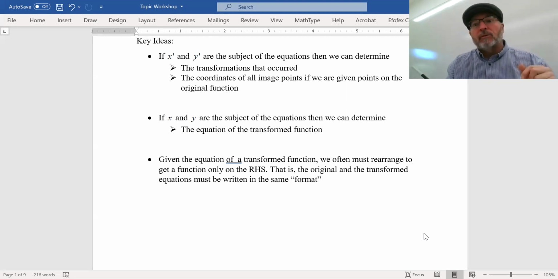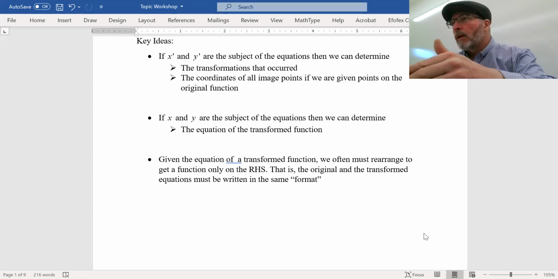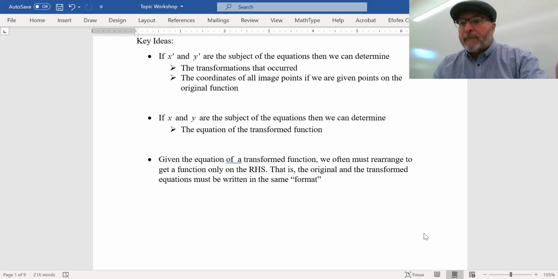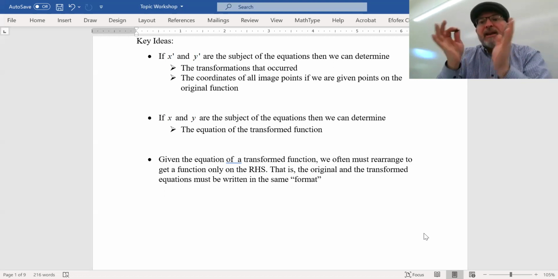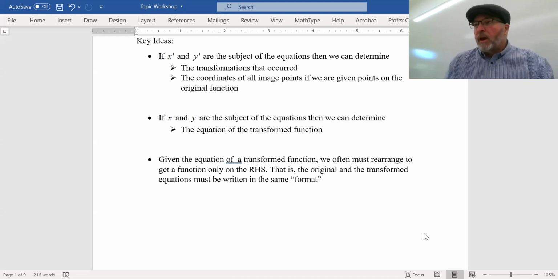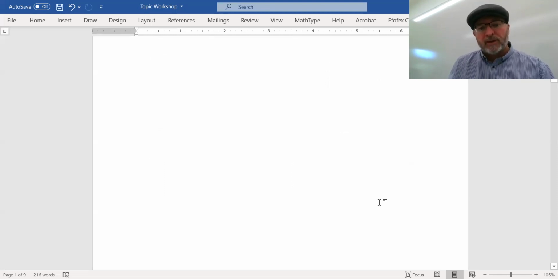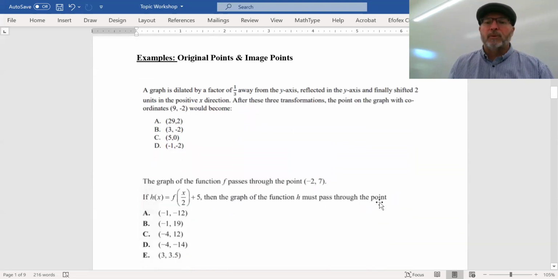We've often done this sort of thing when we worked with linear functions. We try and make things look like y equals mx plus b. We rearrange, get it in a certain format, and then we can read off the y-intercept or the gradient or whatever. Well, in this case, we do the same thing. We try and make them in a format that we can just directly make comparisons and work ahead. So that's just some key ideas, and I'll keep referring to those as we look at some examples.